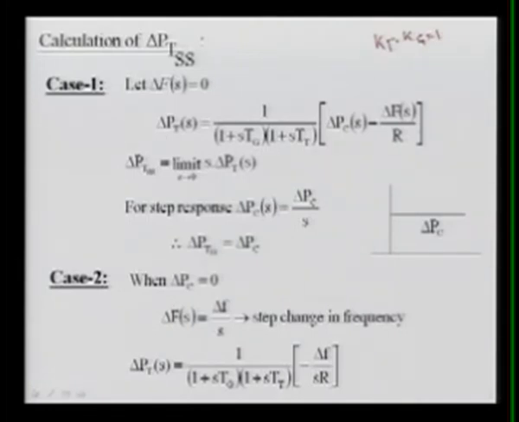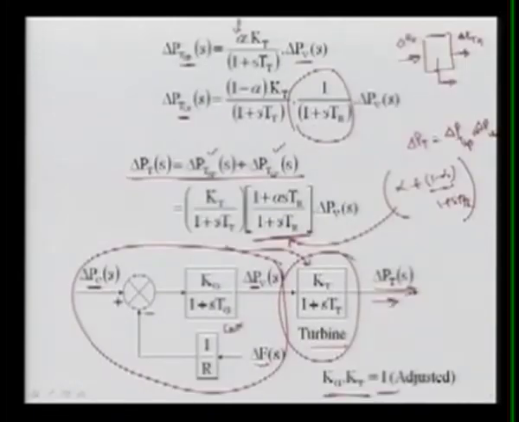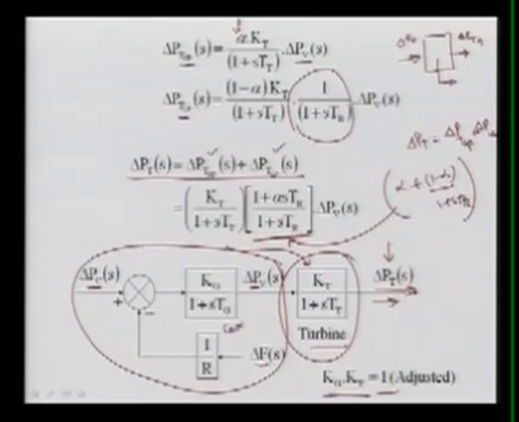Now let us see, keeping this Kt and Kg as unity, we can write the change in the power. From this expression we can derive what will be the change in the turbine power in terms of the change in the reference setting and in terms of the frequency setting, and we can write it in a simple way, minus 1 upon R change in Fs, and that is multiplied by these two time constants, or you can say transfer functions.